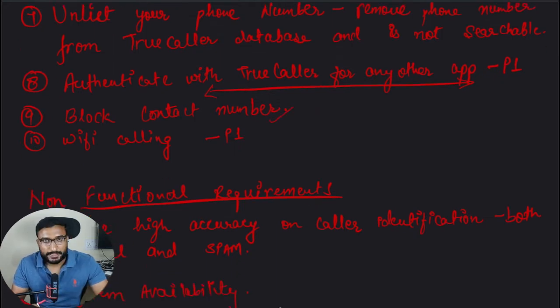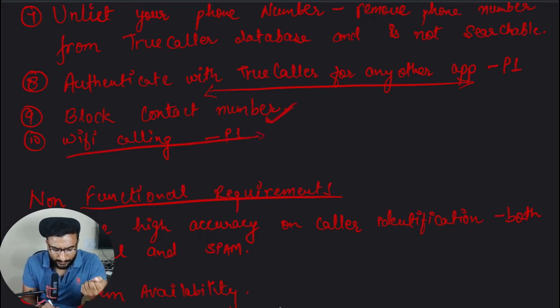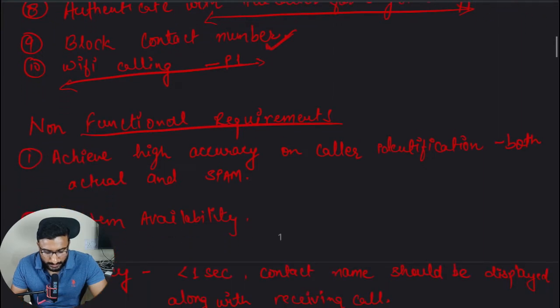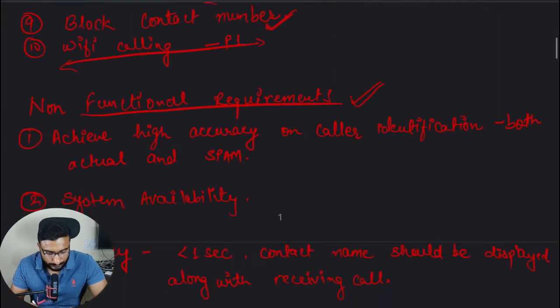Another one is blocking a contact number. It could be possible that you want to block certain numbers, so it should be supported by Truecaller. Then the other thing is Wi-Fi calling. We will discuss this at the end of the video, what it means and how you can support it in your design. So let's move to the non-functional requirements.